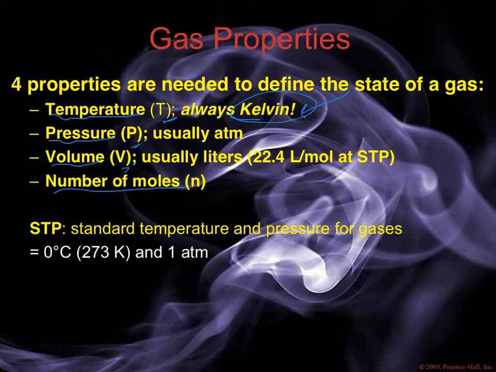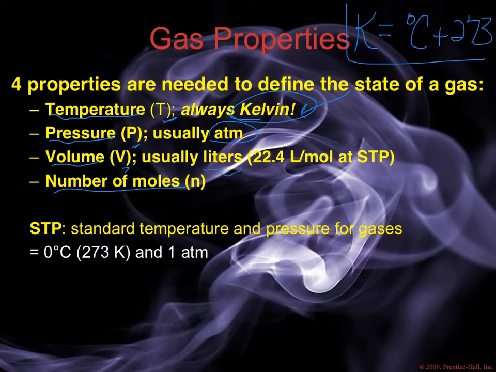And you might need to be reminded of the formula. So if you're solving for Kelvin, Kelvin temperature equals Celsius temperature plus 273. All right, so that'll be real important in this unit. Pressure, it's usually atmospheres, not always. Volume, usually liters, not always.